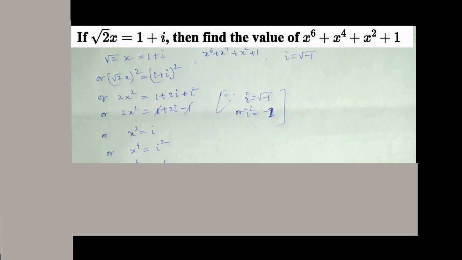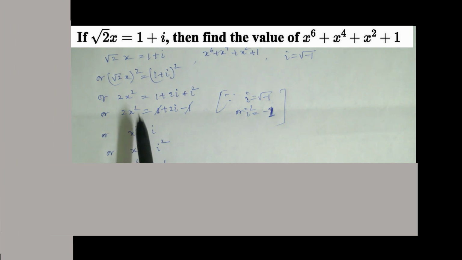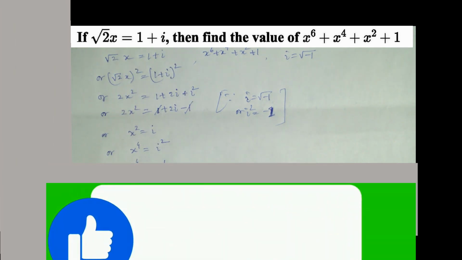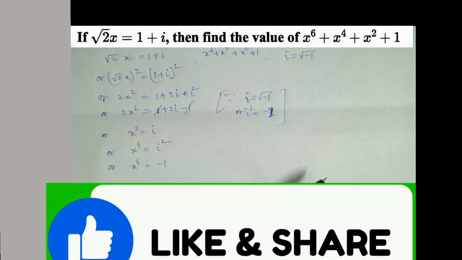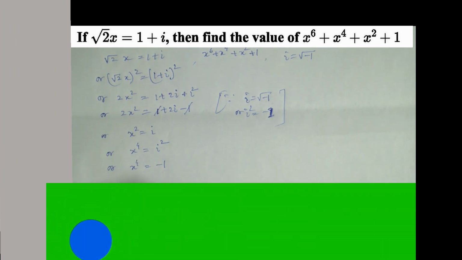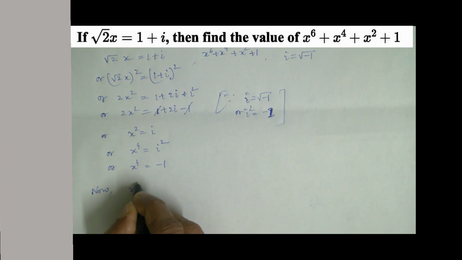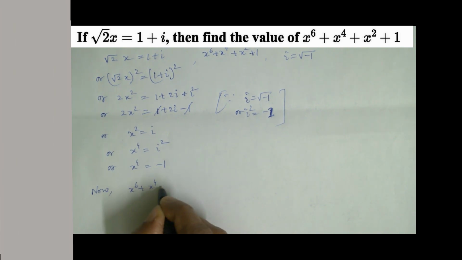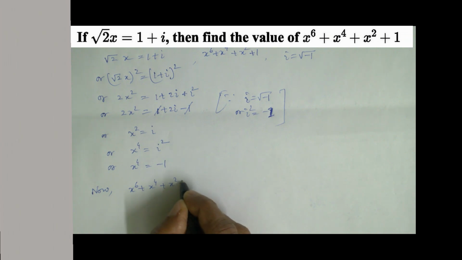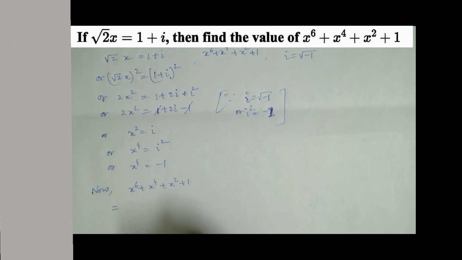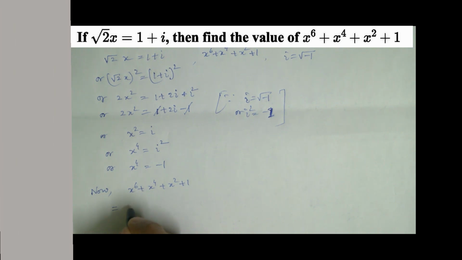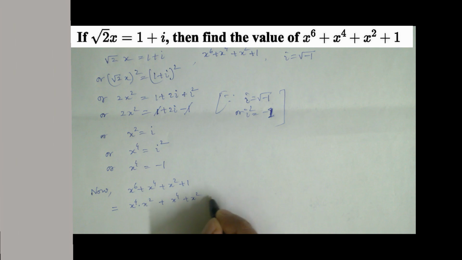So we have got the values of x to the power 4 and x square, and from this equation we may get x. Now we may find the given expression. Now writing the given expression, that is equal to x to the power 6 plus x to the power 4 plus x square plus 1. Now x to the power 6, we may write x to the power 4 into x square, plus x to the power 4 as it is, plus x square plus 1.